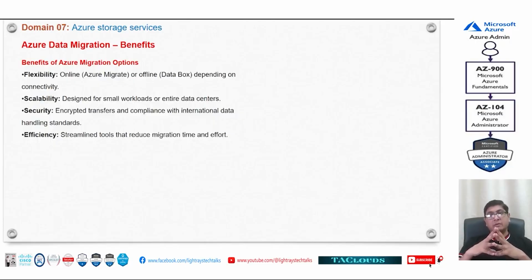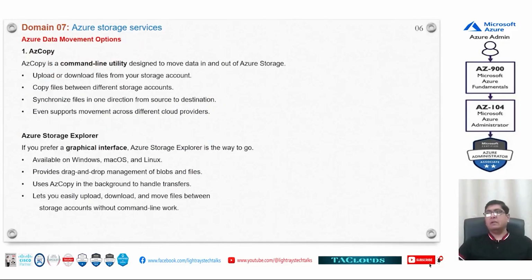Security, it will be secure if you are moving data from one service through the internet. It is also safe through encryption. If you are using their Data Box, they will also make sure that it is secure. A secure car will take it and then it will be shifted to Microsoft. So security is always there. And finally, efficiency, streamlined tools that reduce migration time. So there are different tools. We understood that these will make sure that it will reduce the migration time and it will be migrated.